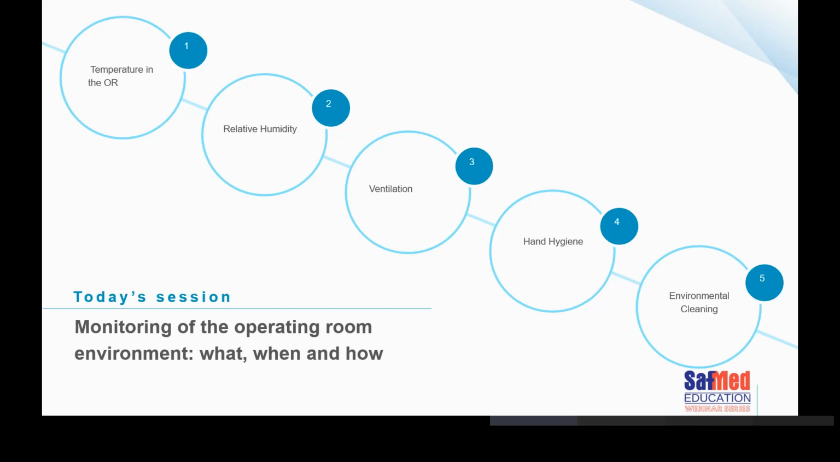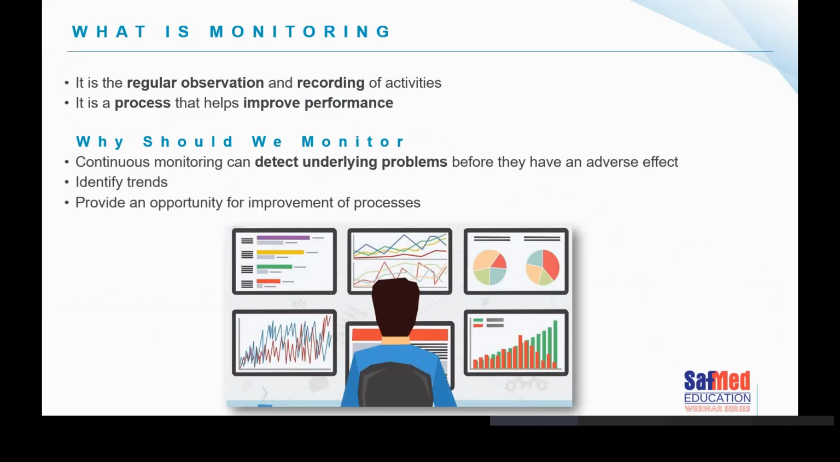Okay, so today we're going to talk about the monitoring of the operating room environment, and we are going to look at a few aspects that need monitoring. The first thing is the temperature in the operating room, the relative humidity, ventilation, hand hygiene, and then environmental cleaning. So we're going to look at those few aspects. Obviously, there are much more, but we are going to focus on those that I mentioned.